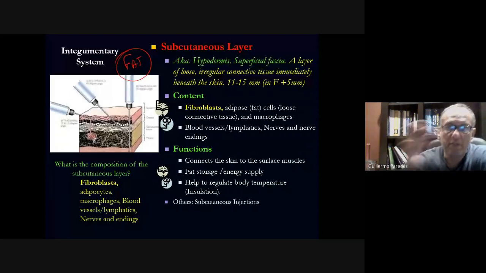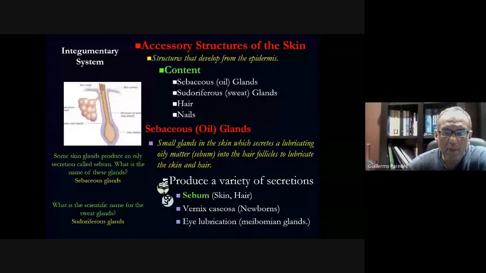So below the fat of the subcutaneous tissue, we have what? The muscle. Okay? So basically it's fat. We already talked about the sebaceous glands, the oil glands, and the sudoriferous glands, the sweat glands.